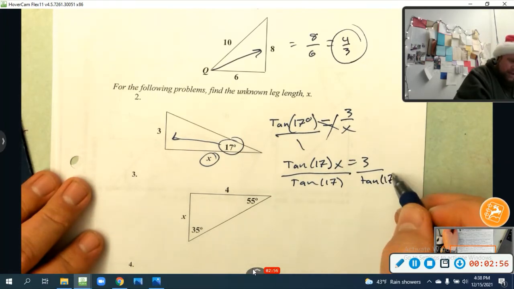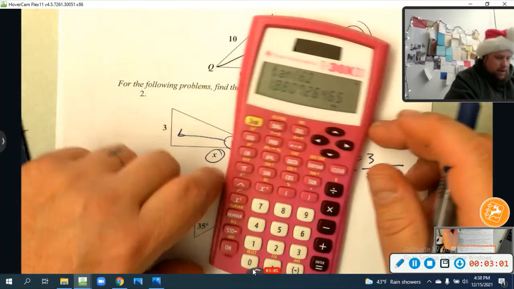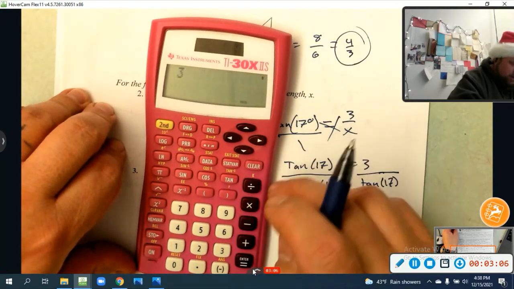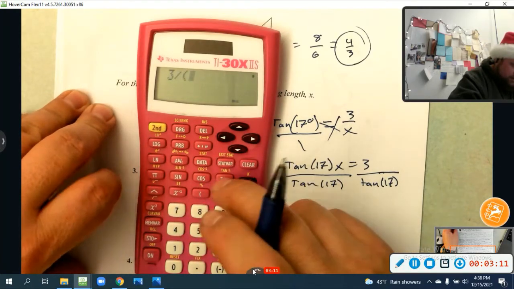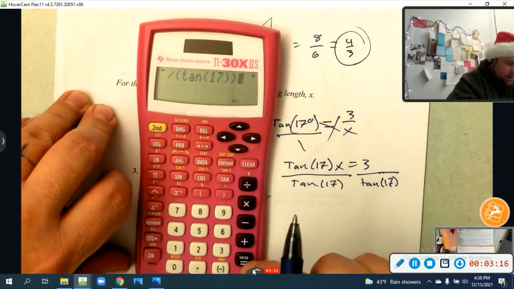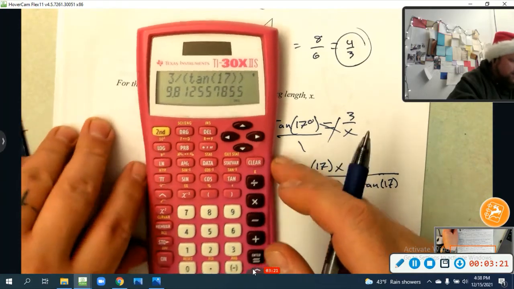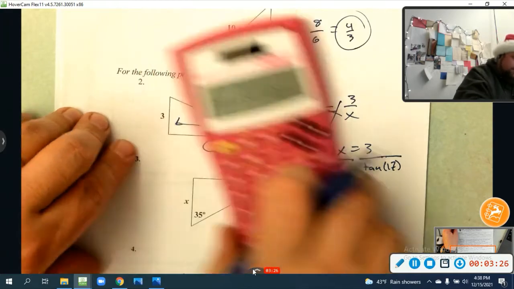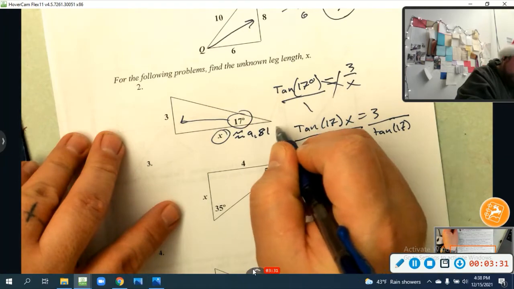The reason I left it like this is that now I'm just going to plug this into a calculator. What is 3 divided by, in parentheses, the tangent of 17? You want to close off both those parentheses. Boom, what do I get? Approximately 9 point, does it say to round it to anything? I'm going to say approximately 9.81. So x approximately equals 9.81.